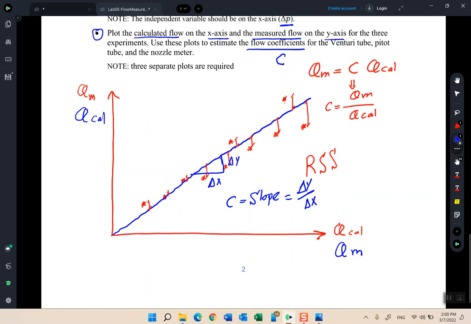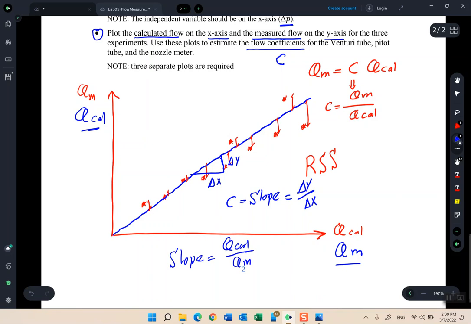The slope will be the inverse slope, because you actually switched the 2 sides. So in this case, if you did the QM on the x-axis and the Q calculated on the y-axis, the slope will be Q calculated over Q measured, which is not equal to the C. It equals 1 over C, right? This is the inverse of C. So just keep that in mind in case you somehow switch the axes, you will have to take the inverse of the slope.